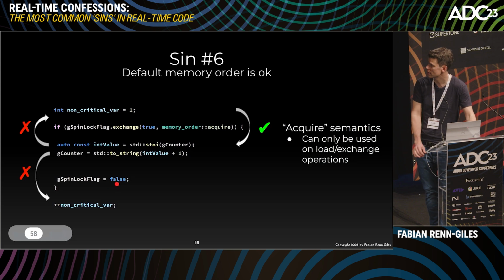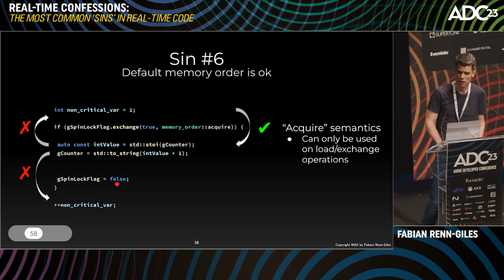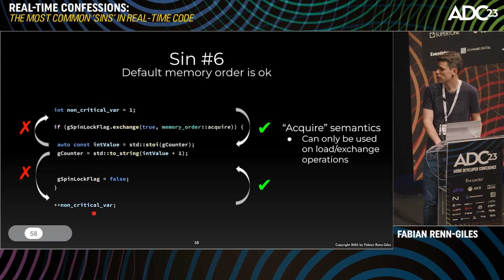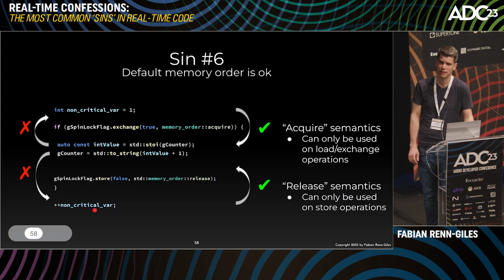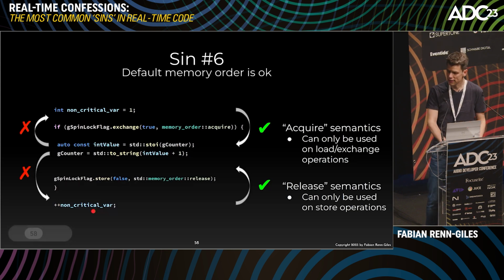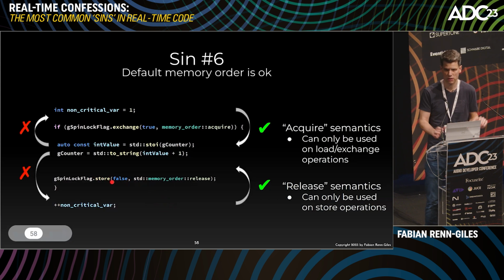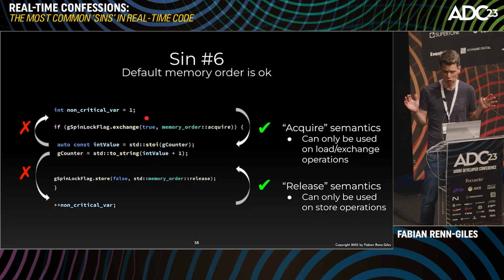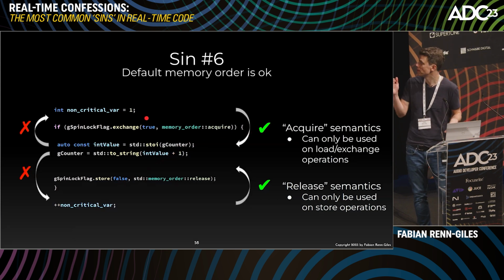If we just look at this false instruction, right? We don't want instructions to move through this instruction downwards, but it's okay for instructions to move upwards. And that's the release semantics. And the release semantics can only ever be done on stores. Doing an acquire semantics on stores makes no sense. And the acquire semantics can only ever be done on loads or exchanges.